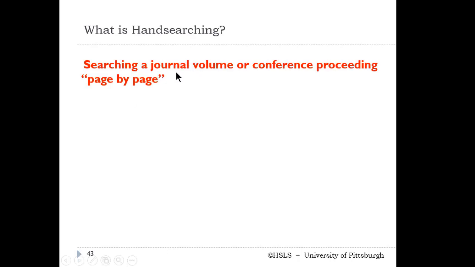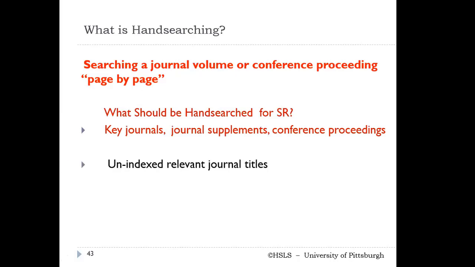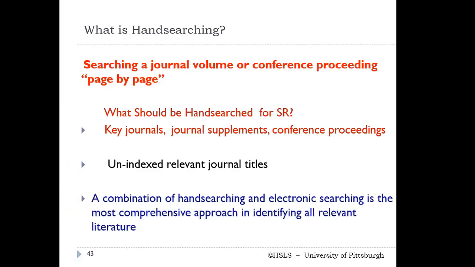So hand searching is checking a journal volume or conference proceedings page by page. When you take a journal, it has to be a key journal in your subject area, and you go through the content pages or through all the articles listed. And then if you see any relevant article that you think will be good for your review, you'll have to try and get that. Okay, that is hand searching. So what should be hand searched is the key journals and journal supplements, conference proceedings, and unindexed relevant journals also.